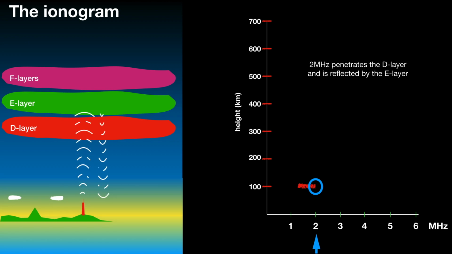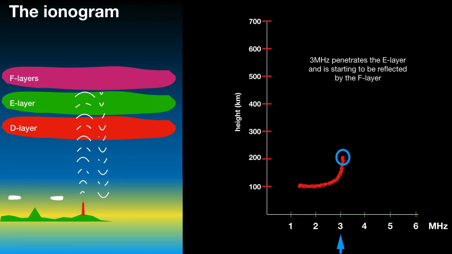If we increase then to 2 MHz, and you can see the arrow on the graph has increased to 2 MHz, well, slightly above 1 MHz, we've started to get returns from the E layer. And the 2 MHz penetrates the D layer and is reflected by the E layer. So we start to get a trace on our graph, on our ionogram. So there it is there. And we similarly go up to 3 MHz. That penetrates the E layer and is starting to be reflected by the F layer.